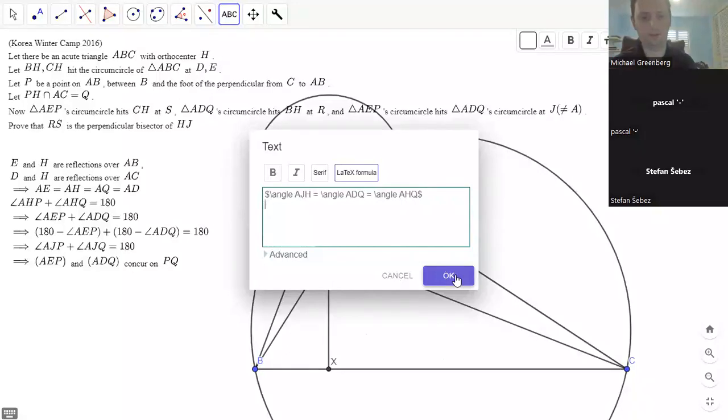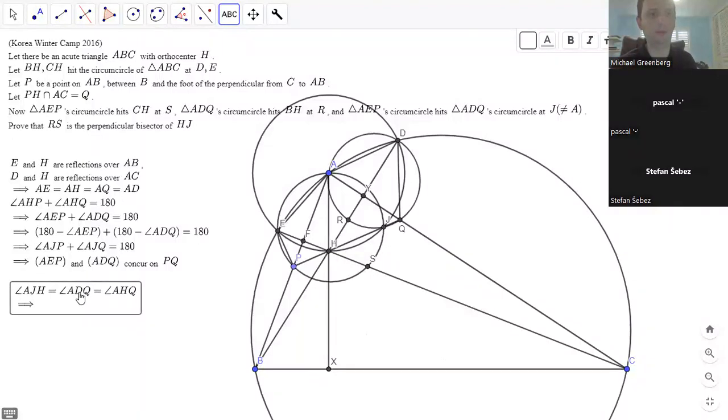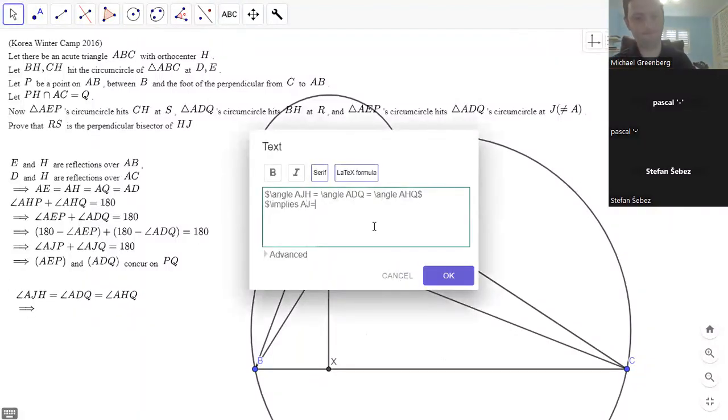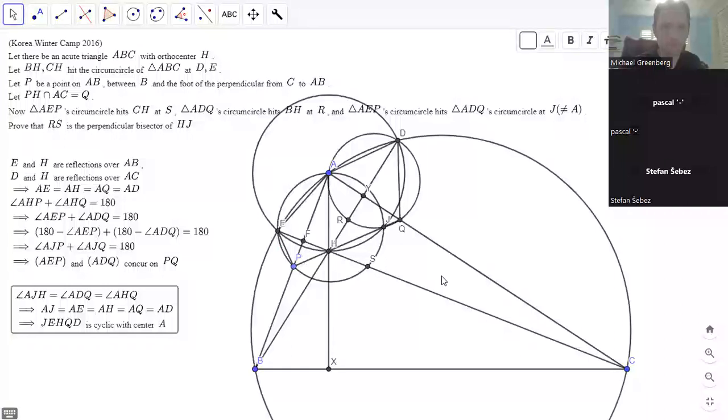That implies that, I mean, AJ equals AE. So that means that J, E, H, Q, D are cyclic with center A. I didn't put the points in the right order, but it's okay. Q is not on it, just J, E, H, D.